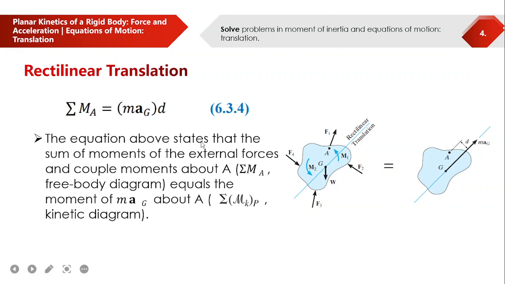Therefore, the equation above states that the sum of moments of the external forces and couple moments about A, the summation of all moments at point A on the free body diagram, equals the moment of m times a sub G about A, which is the summation of all the kinetic moments at point P. Okay? So this is your kinetic diagram.